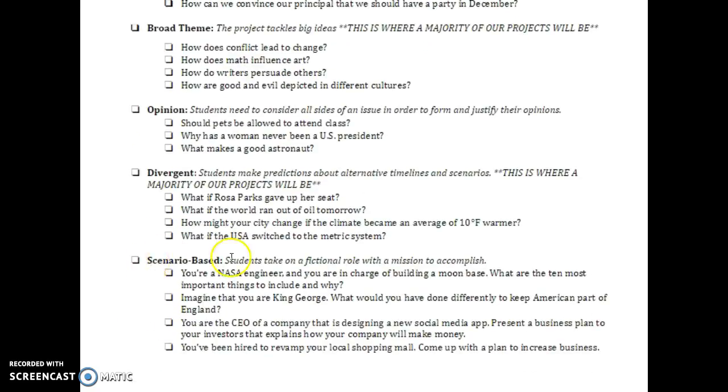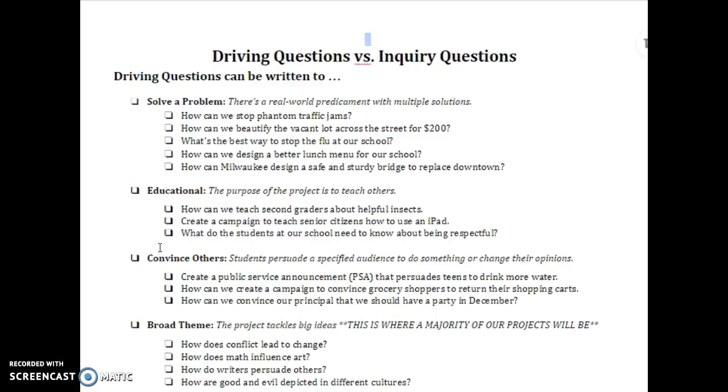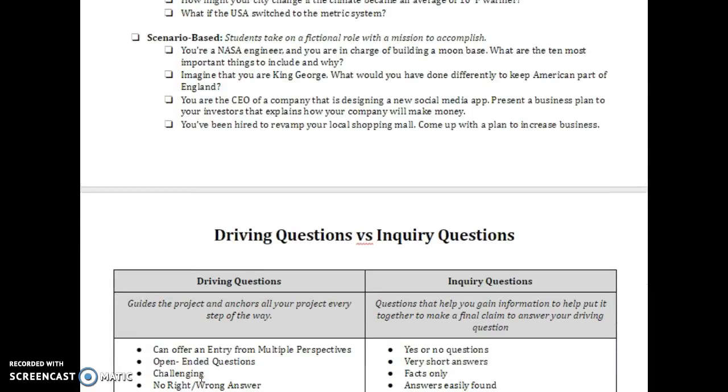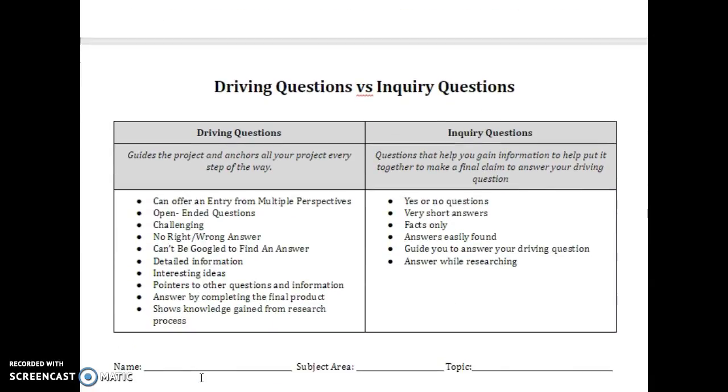And then we have scenario based, where you're taking on a role. So we have all different types. We are going to be working in broad theme driving questions this time around, and you're going to pick from one of those. So the first thing that you need to know is driving questions guide your project and anchor your project every step of the way.